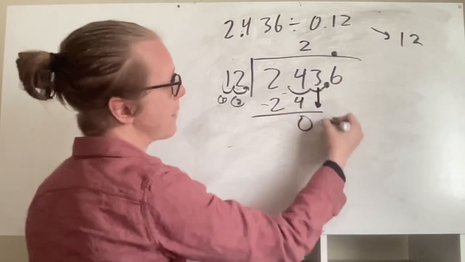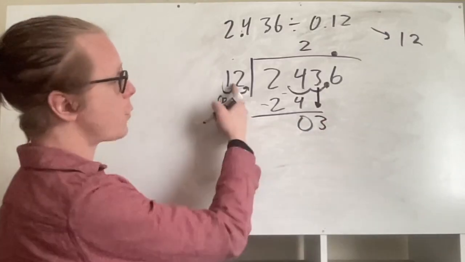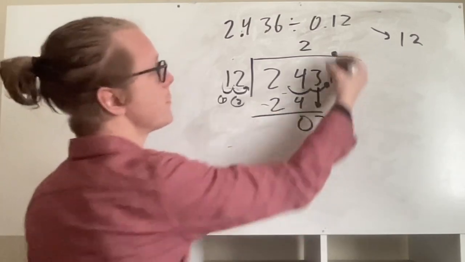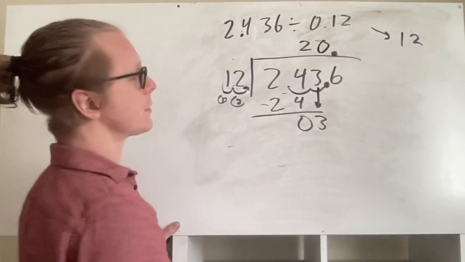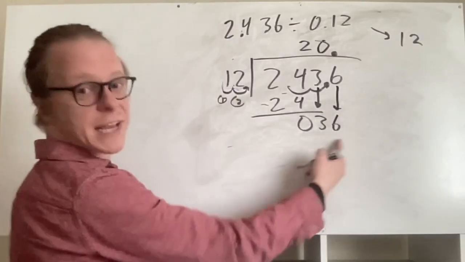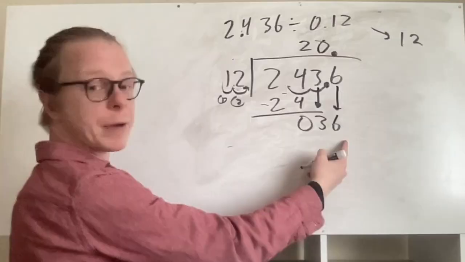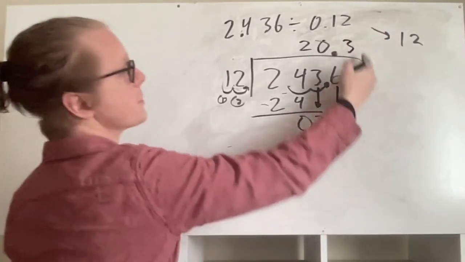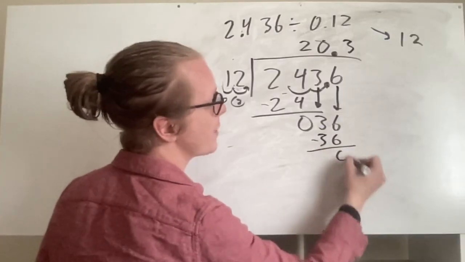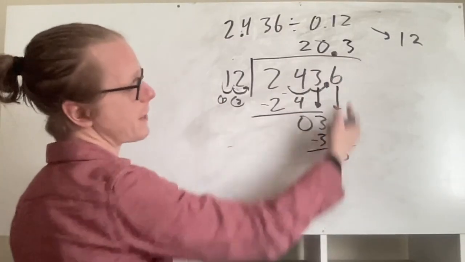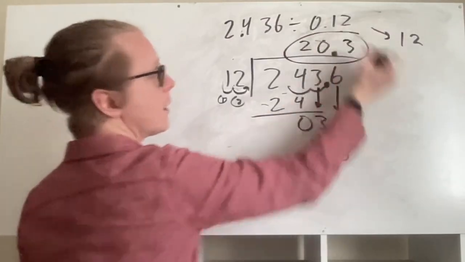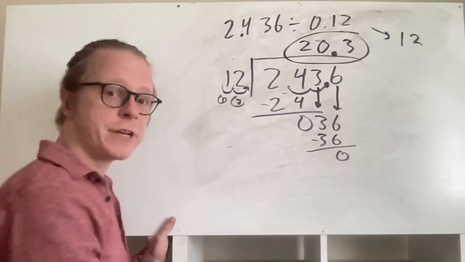So we bring down the 3. Can 12 go into 3? It can't. Right? And we just brought down a digit. Can't go in, so we put a 0. Let's bring down the next digit. Can 12 go into 36? Yes, it can. How many times? 3 times. 3 times 12 would give me 36. And now we have nothing left over, and there's nothing left that I have to bring down, so we know that we're finished, to give us our quotient of 20.3, or 20 3/10.